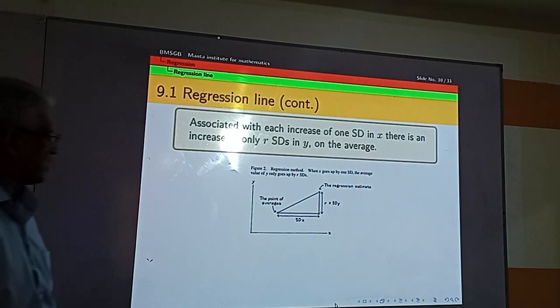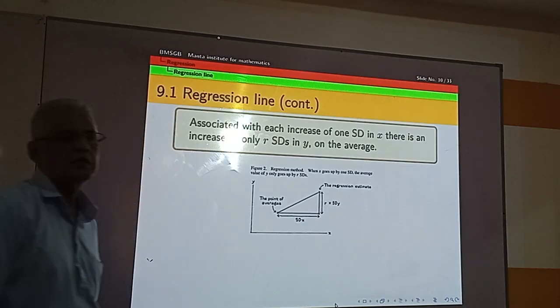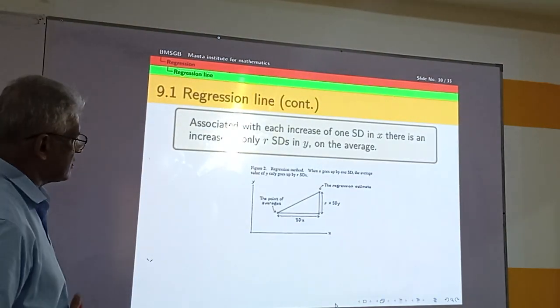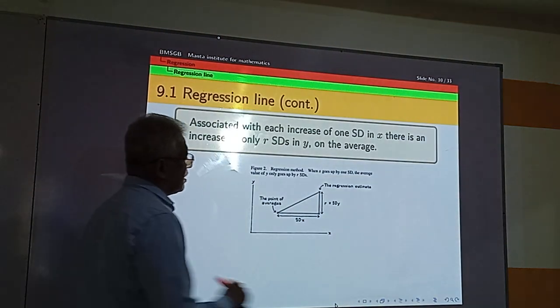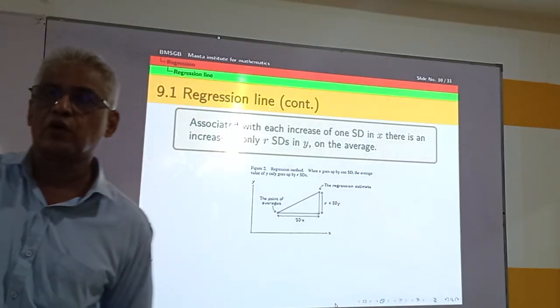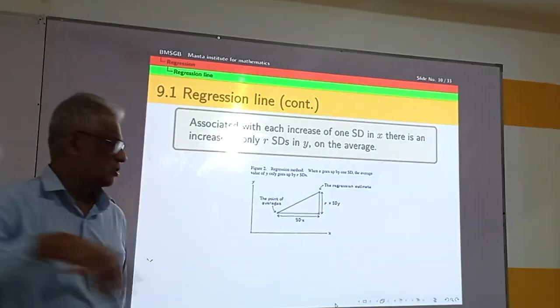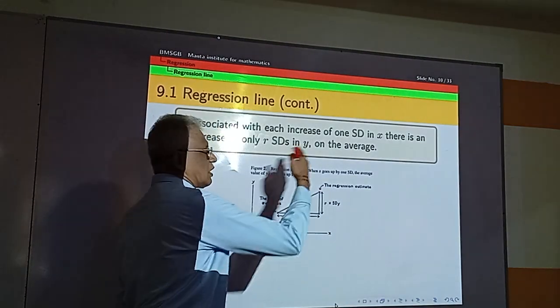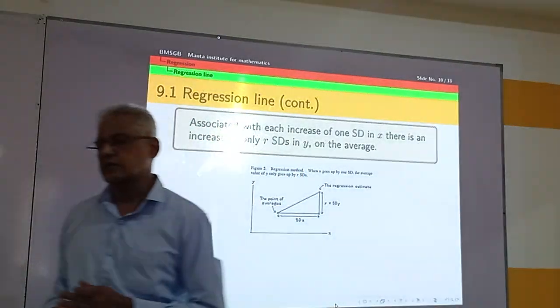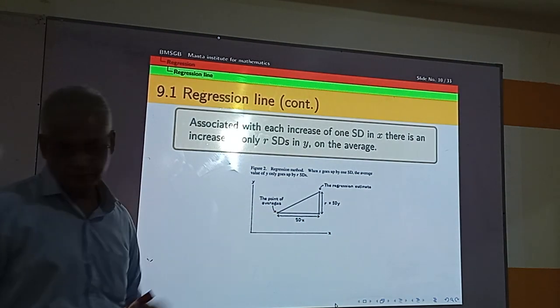So this picture shows what happens if you increase your X value by 1 SD from the average point. Then Y on average, not each Y value, Y on average, will be R times the standard deviation above the average of Y values.